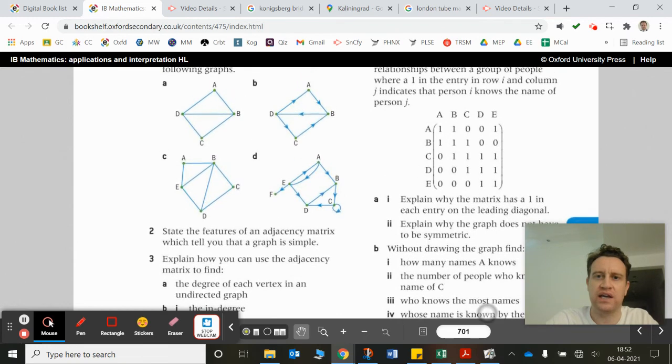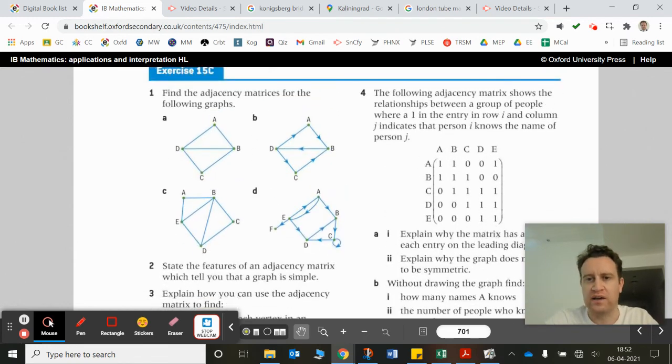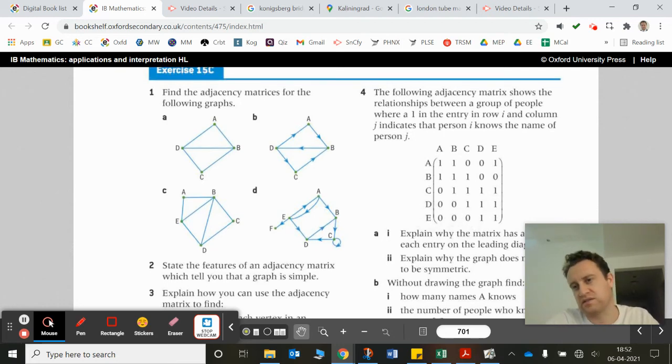Okay, so they're talking about this relationship here, where there are people A to E, and we're saying, look, E knows A and knows B and knows E. Person I knows the name of person J. Person I is in row I. So person D knows the name of C, D, and E, but E doesn't know the name of person C. So this is the relationship of knowledge that they are representing here.